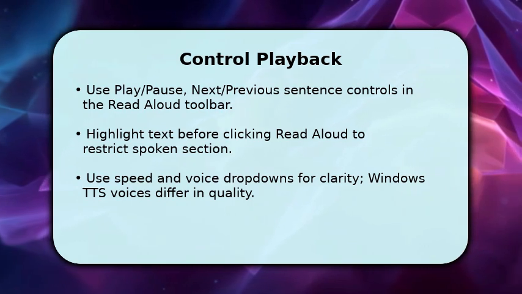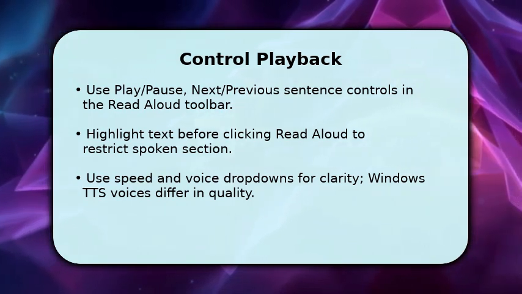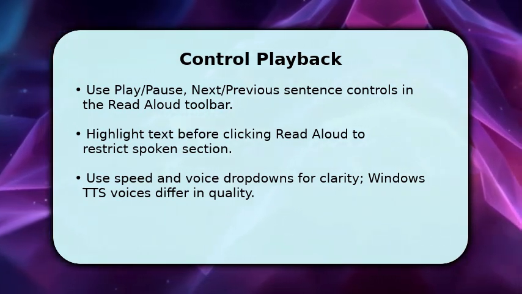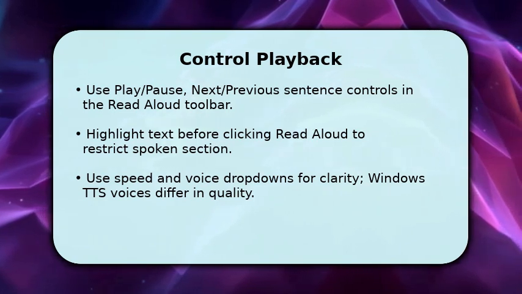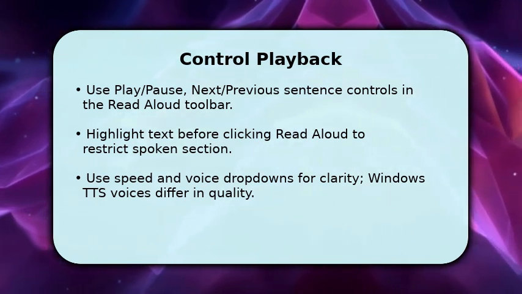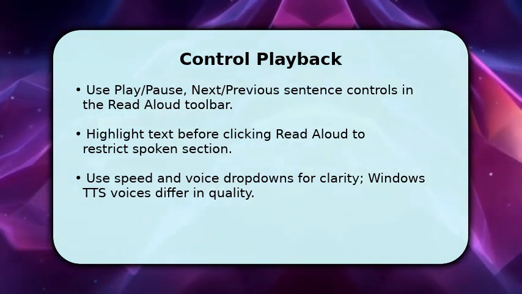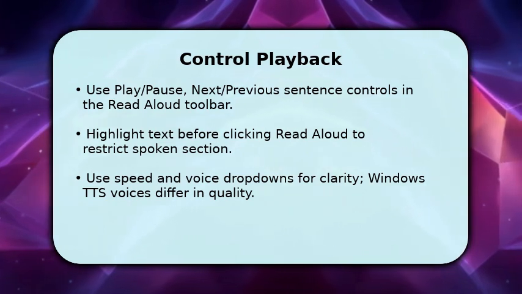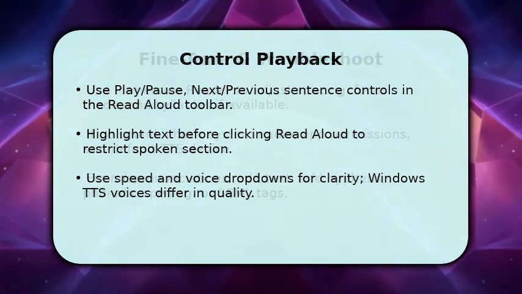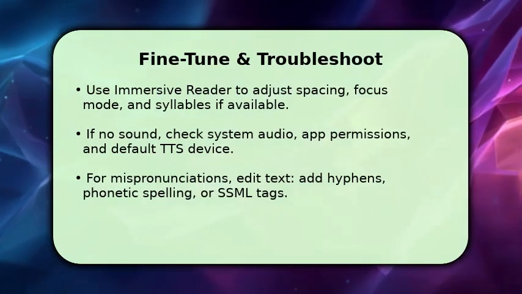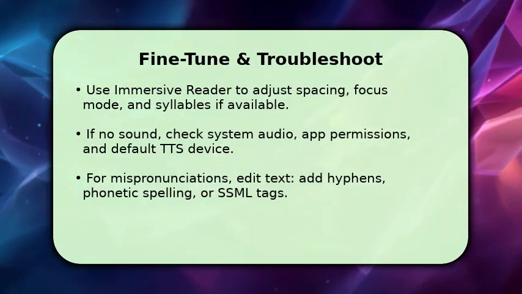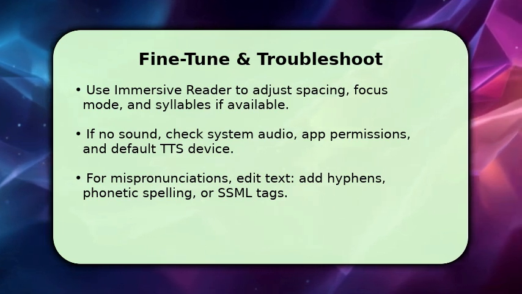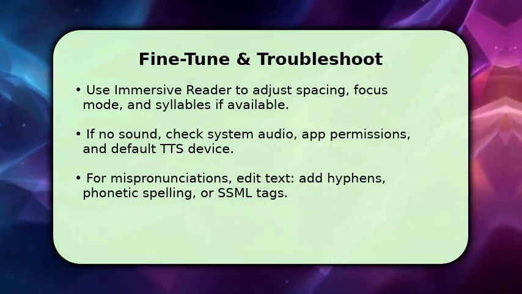Also, make sure to change voice and speed as necessary, because different voices pronounce punctuation and formatting differently. If a voice stumbles over acronyms, slow the speed slightly and retry. You can finish by fine-tuning presentation and fixing issues so your reader experience is reliable. Use Immersive Reader or Word view options to change spacing and focus. That helps the voice and your reviewing.